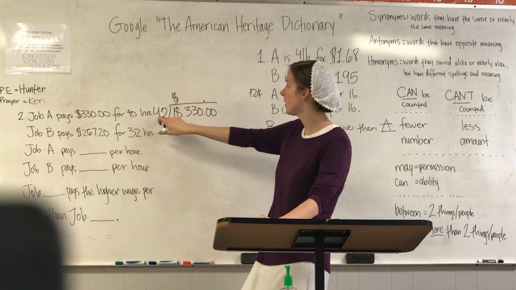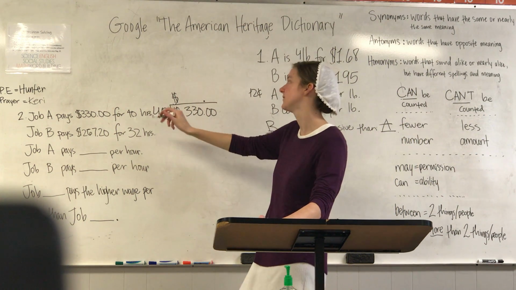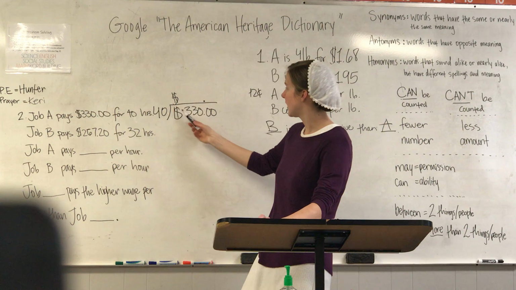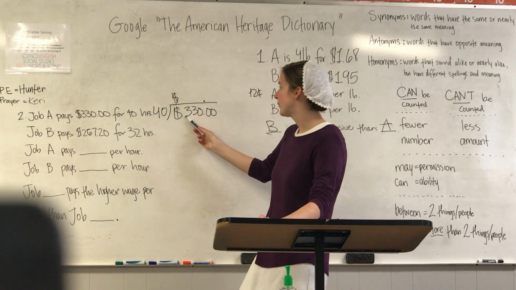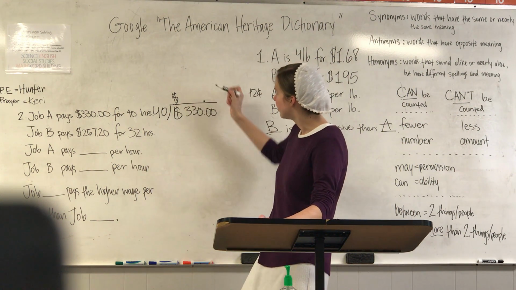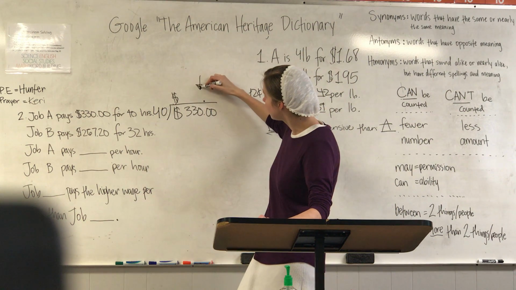40. Take 4 into 33. Okay, first of all, let's figure out where our arrow goes. 40 can't go into 3. It can't go into 33, but it can go into 330, so our first number will go above the 0.